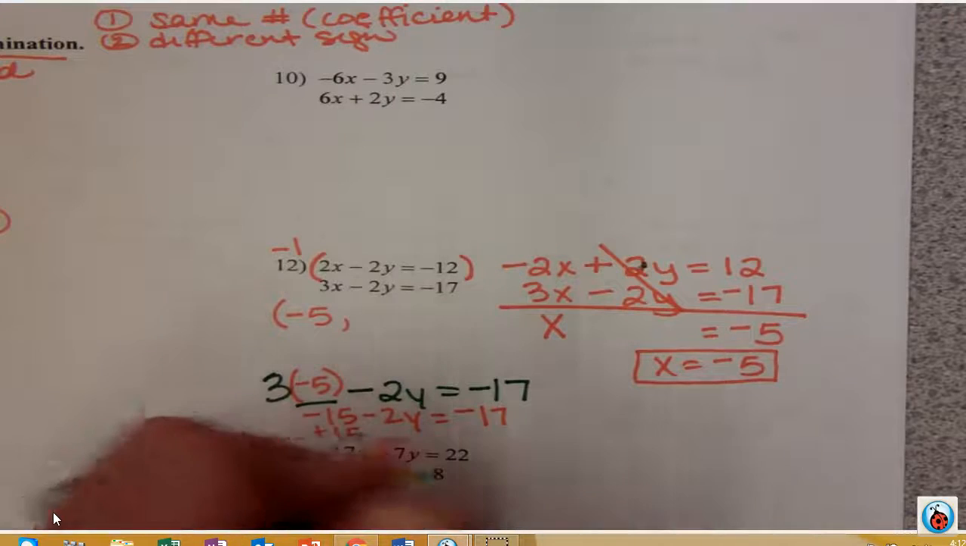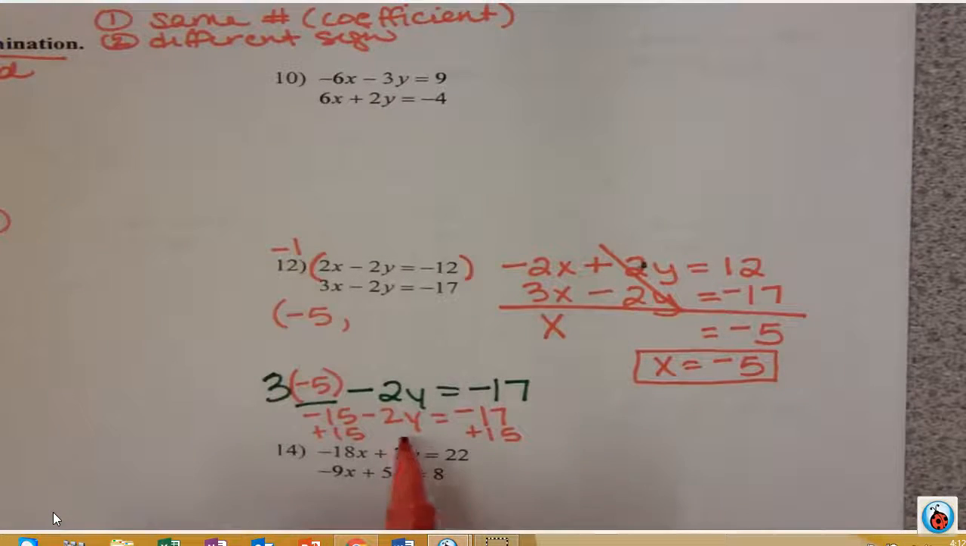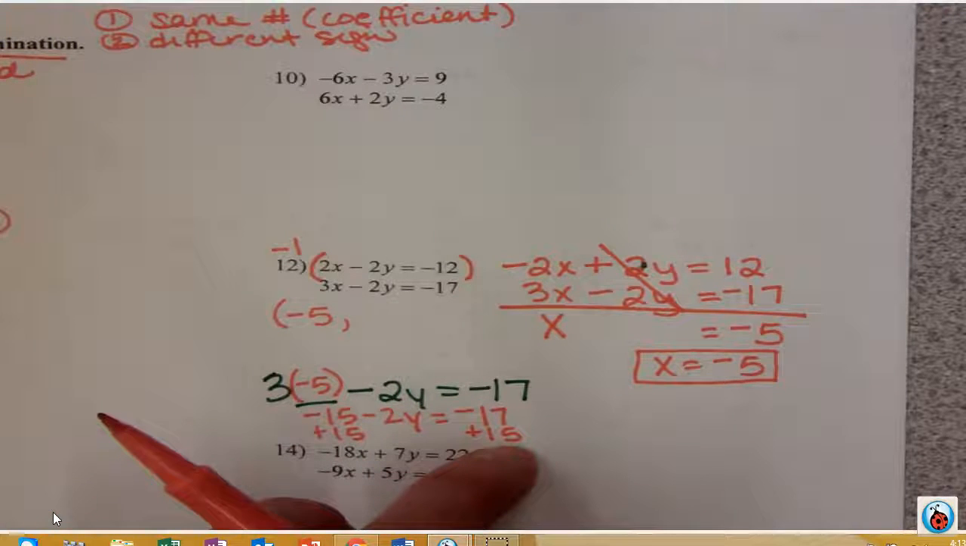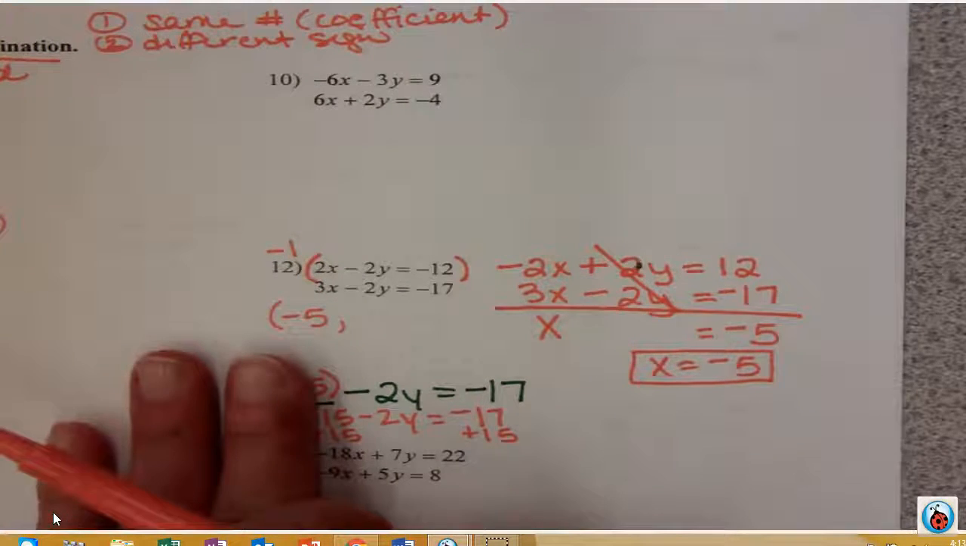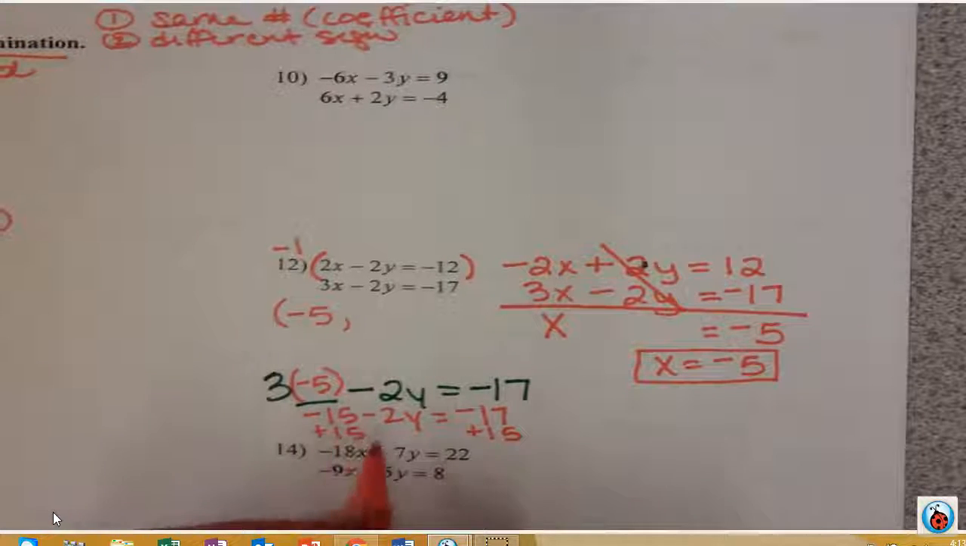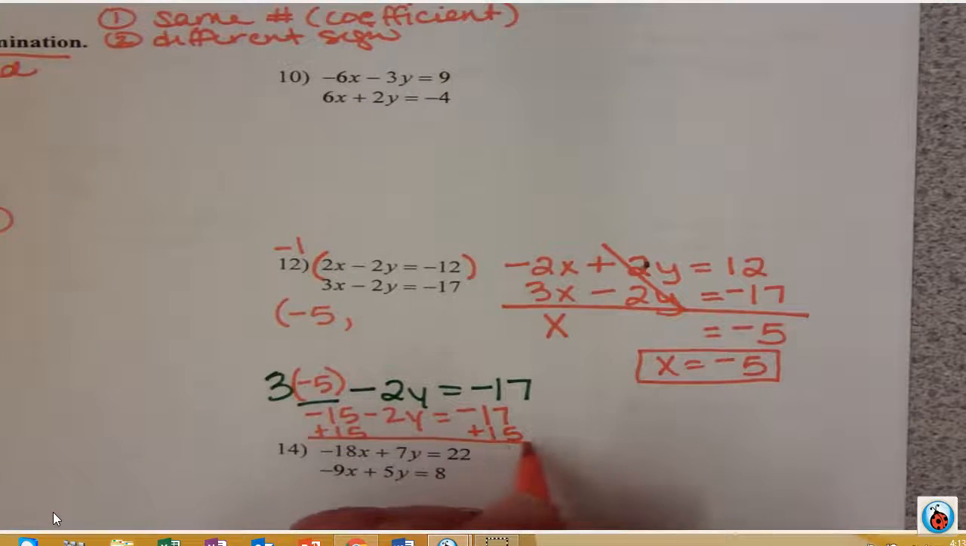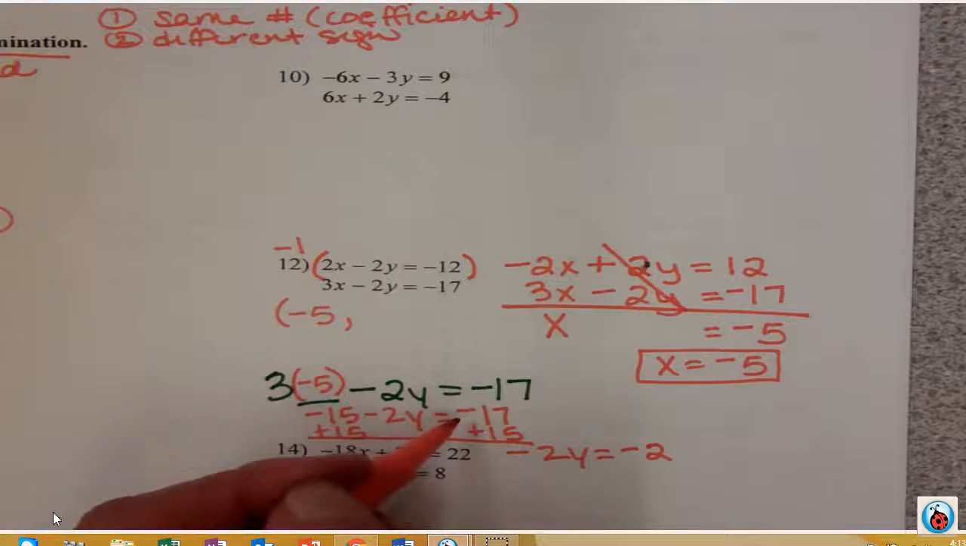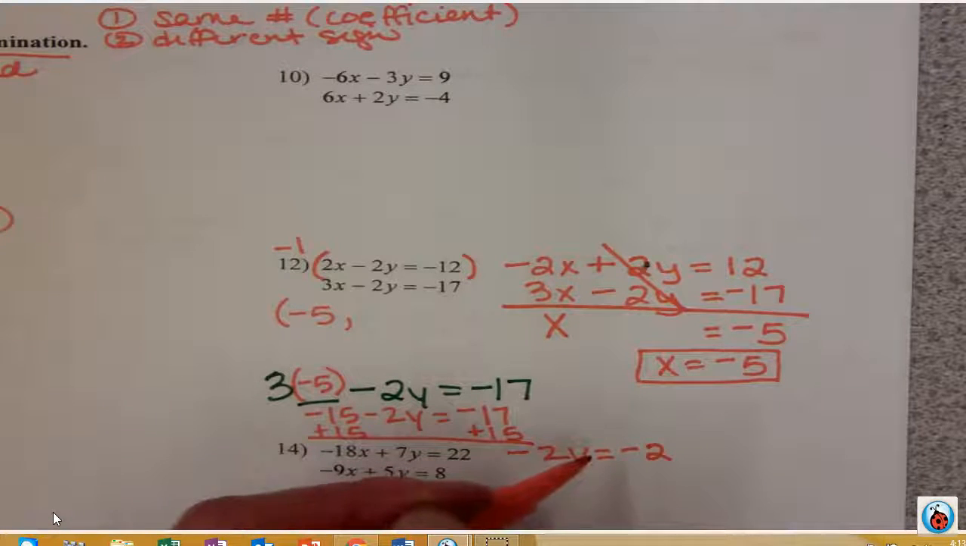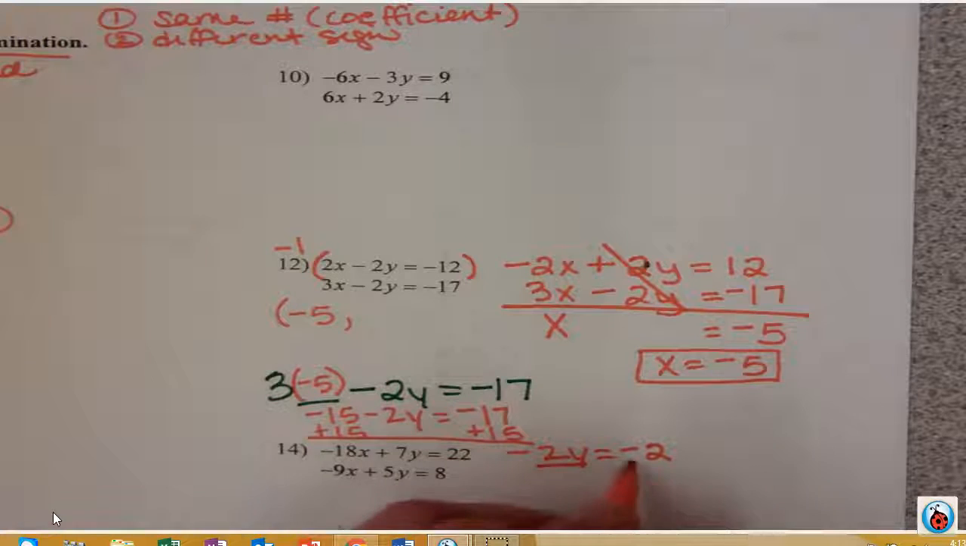Then I add 15 to both sides because I want to get that y by itself. What I need to do is get rid of this. I'm looking to get that y by itself. So I'm going to move this number over to this side because I want to get the variables on one side, the numbers on the other side. When I do that, I'm going to move that over here. And I'm going to get negative 2y equals negative 2, because negative 17 plus 15 gives me negative 2. Then I divide by negative 2 because I want to get that y by itself. And I get y equals 1.